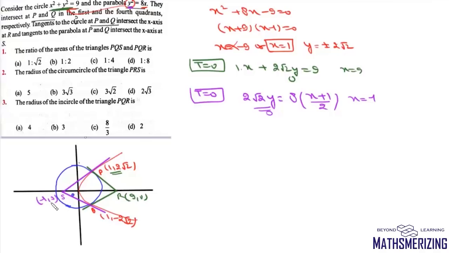Now we'll find the area of triangle SPR. So what's the area of this triangle? It'll be half, and then what's the value of base? Base is 10. And what's the height here? Height is 2 root 2. So it is 10 root 2. We'll also find the area of PQS.